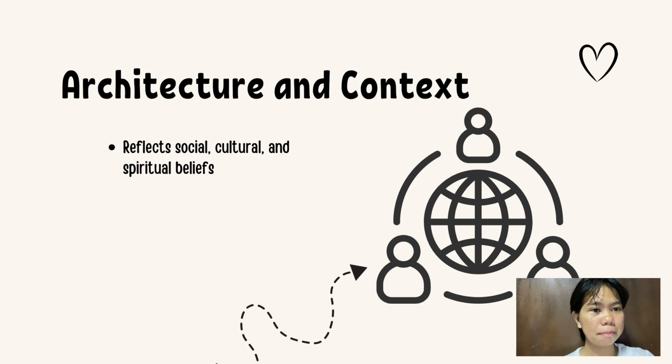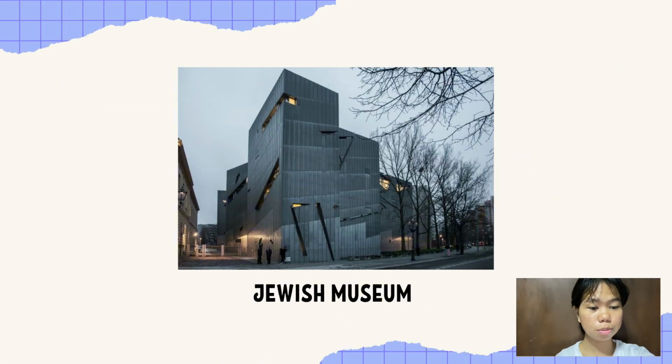So yep, how the environment is being put into consideration when you're designing a specific structure. Its examples include the Jewish Museum. The Jewish Museum is designed by architect Daniel Libeskind, and it is located in Berlin, Germany.